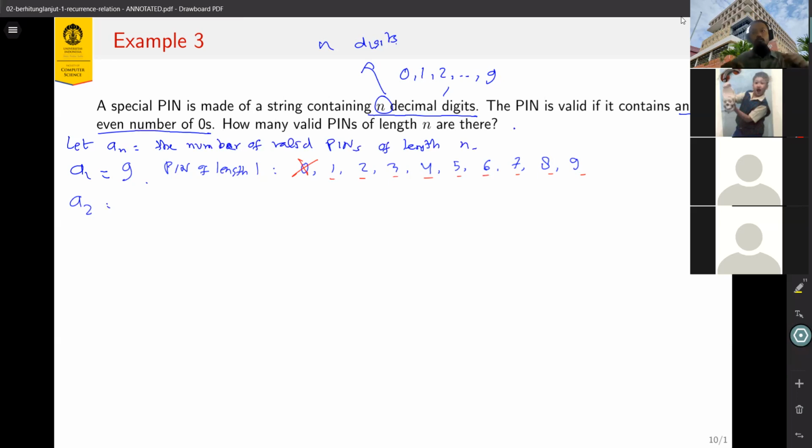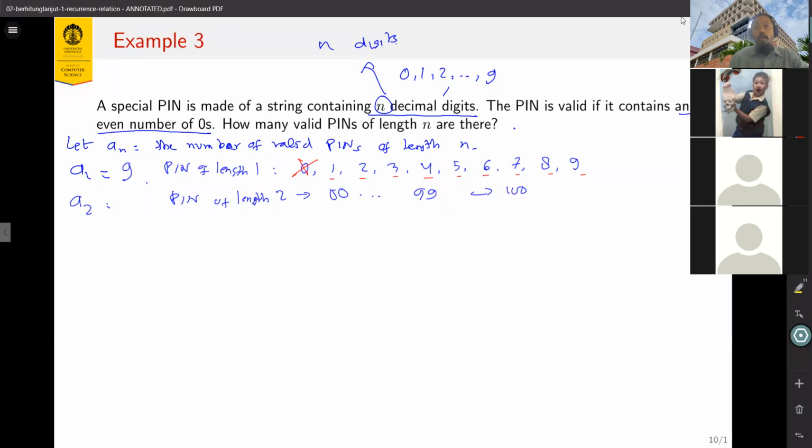What do you think? What about A2? Pins of length 2. How many possible pins of length 2? It could be from 00 up to 99. So yes, 100 of them.